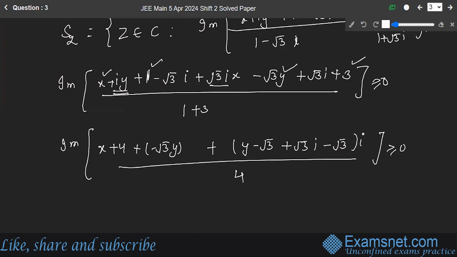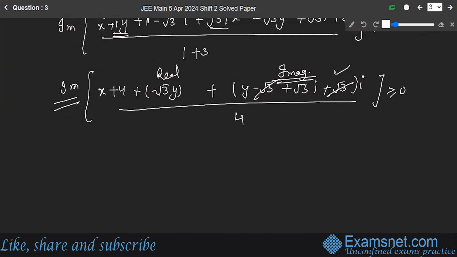So we are interested only in the imaginary part. This is the real part and this is the imaginary part. So I'll be taking only the imaginary part. First of all, this and this will cancel, where this was plus 3. So you will be left with y plus root 3 iota upon 4 is greater than or equal to 0. 4 will get cancelled out.